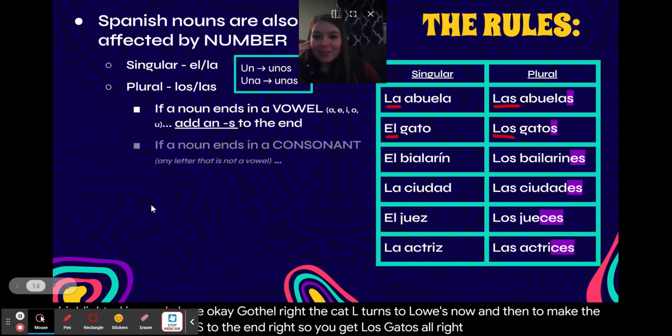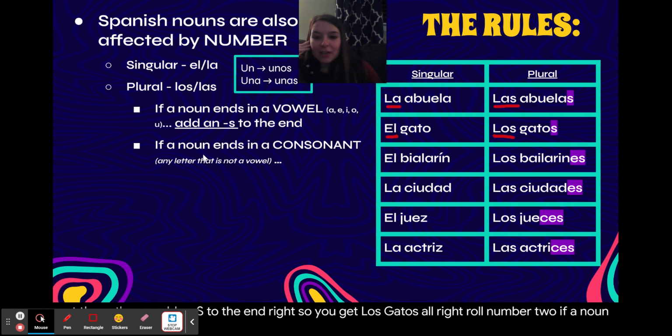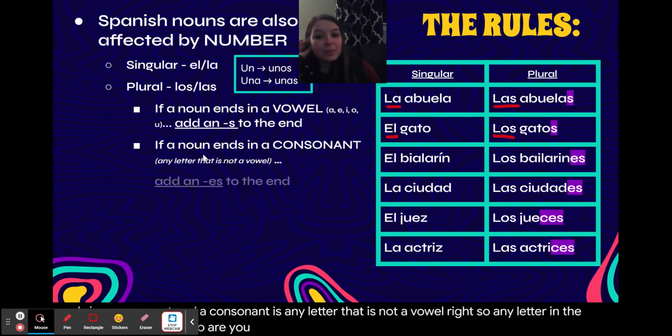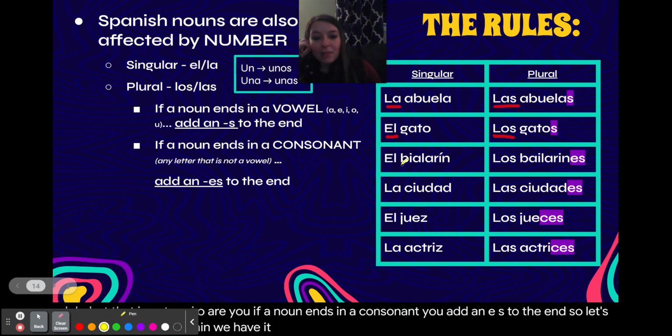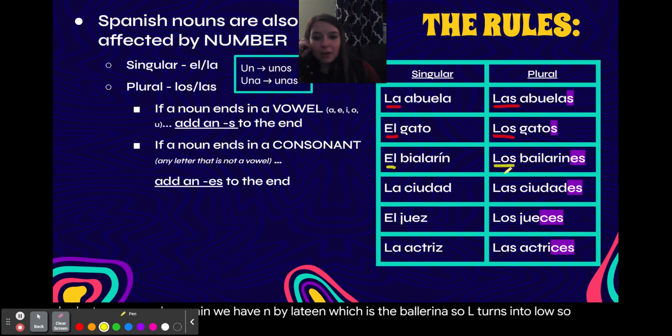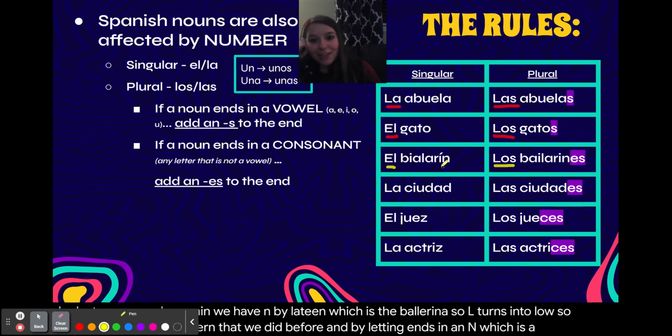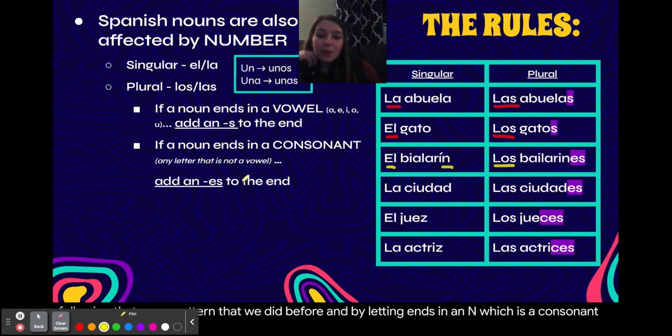All right, rule number 2. If a noun ends in a consonant, and a consonant is any letter that is not a vowel, so any letter in the alphabet that is not A, E, I, O, or U, you add an ES to the end. So let's look at our examples again. We have el bailarín, which is the ballerina. So el turns into los, following that same pattern that we did before. And bailarín ends in an N, which is a consonant. So according to our rule, if it ends in a consonant, we add an ES to the end.